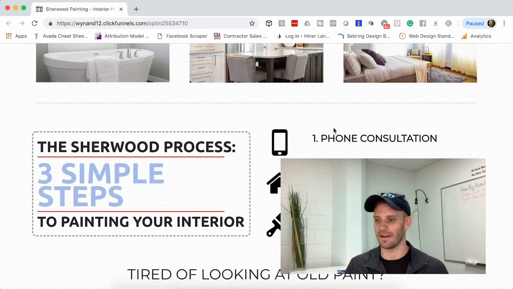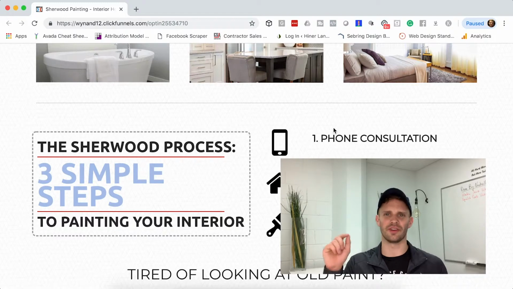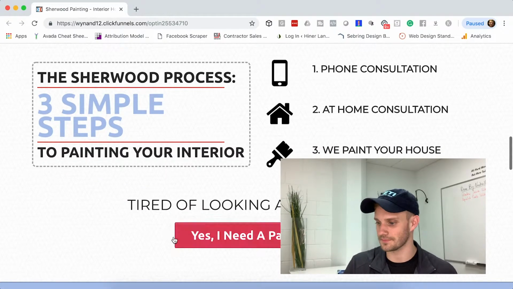And that's it, all right? 3 simple steps, even though it's not super in depth, that's all people want to know: are you gonna make this process simple or not? And that's what we're trying to do here.